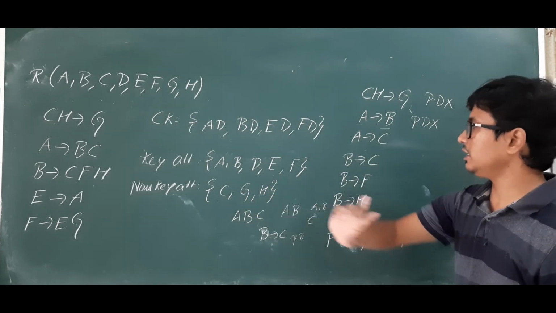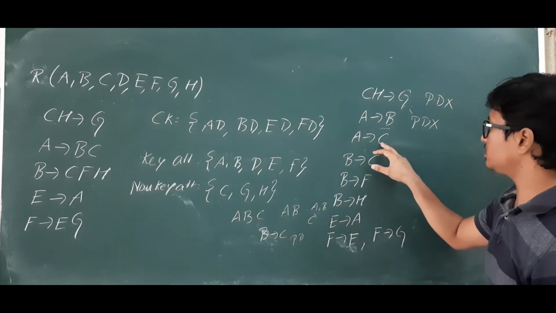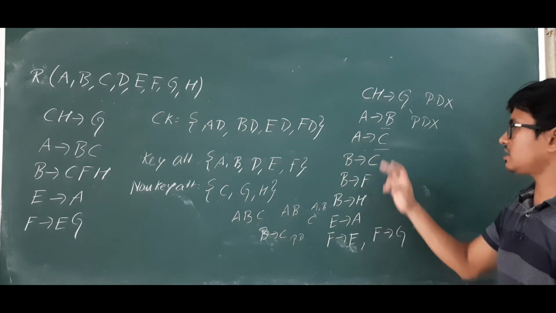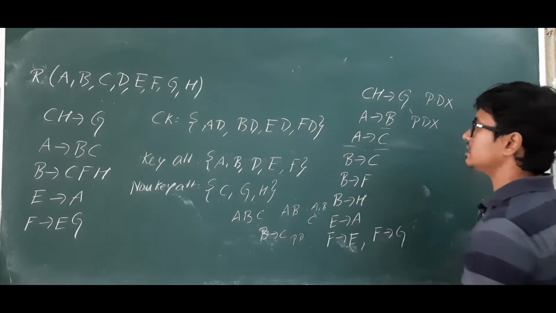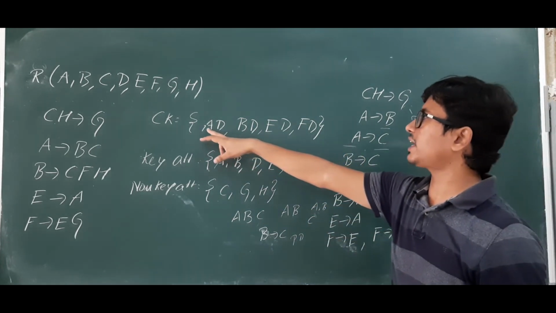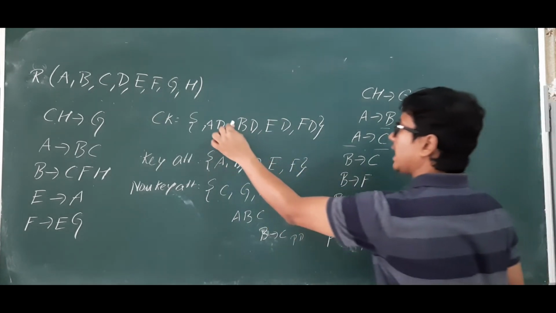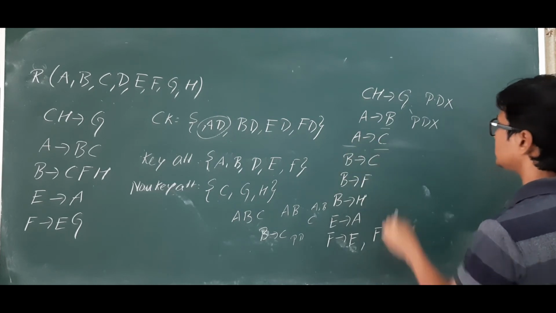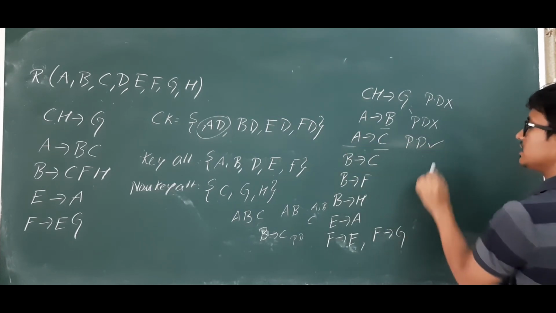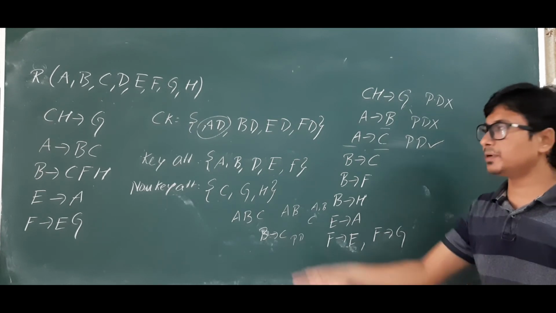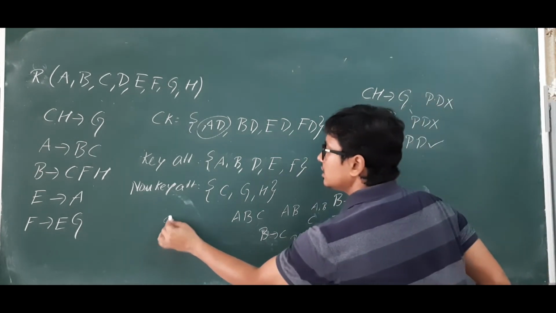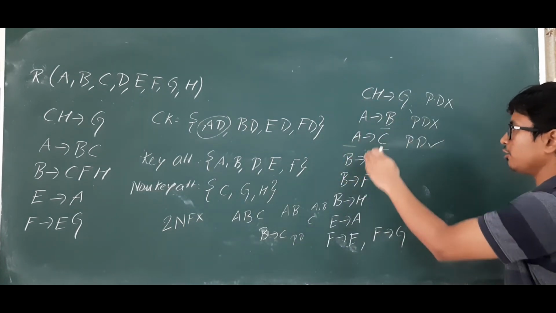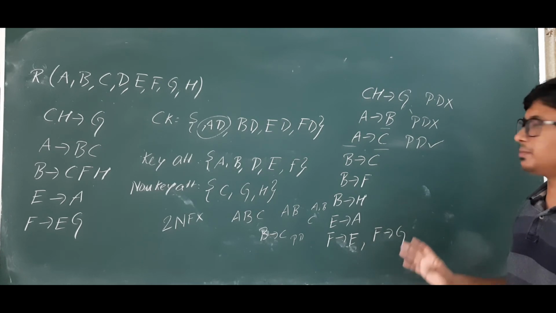Now A determines C. This one will be interesting. C is a non-key attribute, so the first condition is satisfied: the RHS has a non-key attribute. The LHS has part of the candidate key AD. AD is the candidate key, and part of AD is A, which is there on the left hand side. So I can say this is a partial dependency. As there is a partial dependency, I can straight away say that it is not in 2NF. Is it clear?